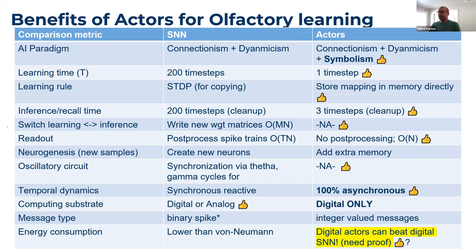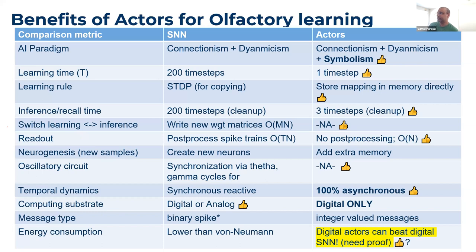It's very fast. And in the spiking neural net model, to learn new orders, you need to create new neurons. You need to create new GC neurons. To learn a new order, usually you require at least 5 to 25 new GC neurons. And in biology, it happens by a process of neurogenesis, where we create new neurons. But whereas in actors, you just add extra memory.